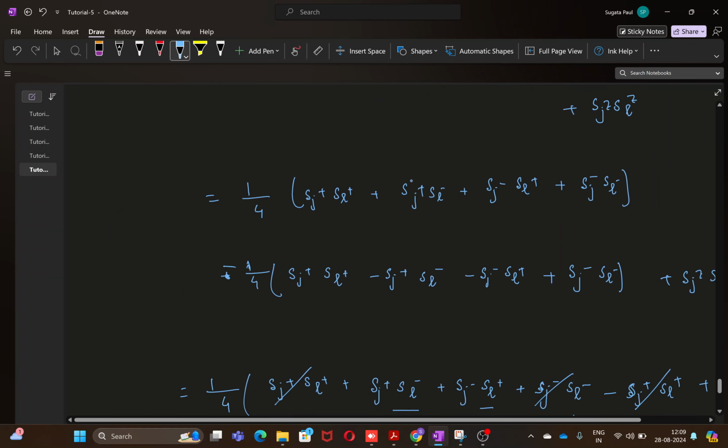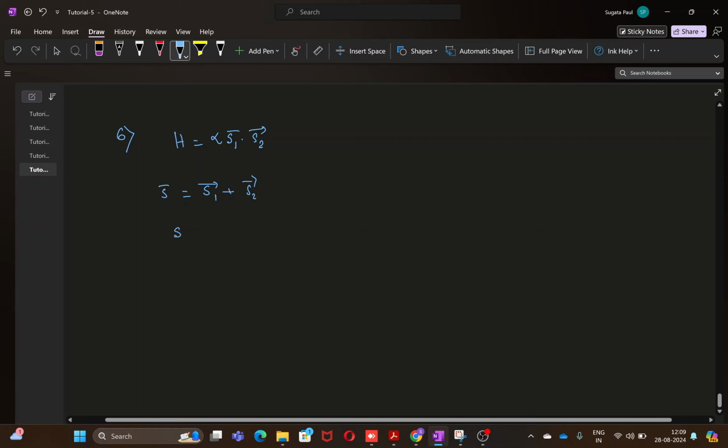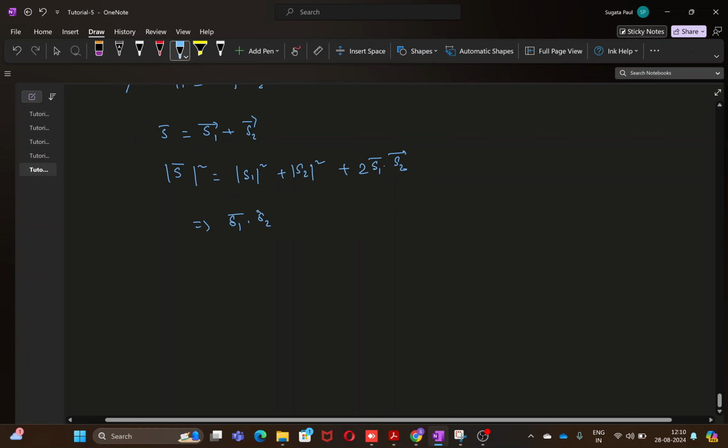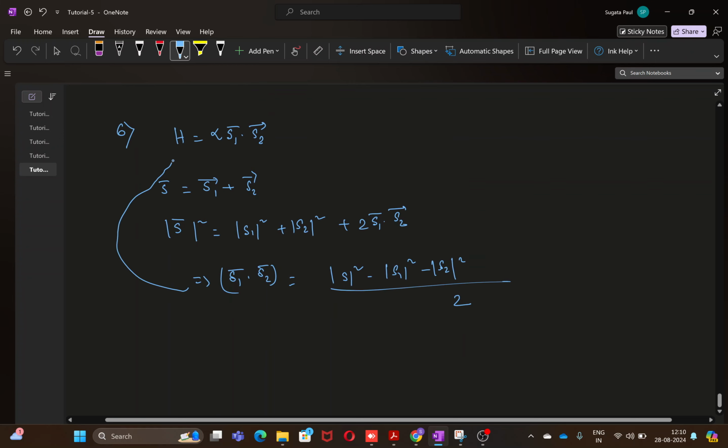So let us go back. This is question number 6. H equal to alpha S1 vector dot S2 vector. You know that the total spin of this system is just a vector summation of the individual spins, right? So total S vector equals S1 vector plus S2 vector. That means S magnitude squared equals S1 magnitude squared plus S2 magnitude squared plus 2 S1 vector dot S2 vector. So if we take out S1 vector dot S2 vector, we will have mod S squared minus mod S1 squared minus mod S2 squared, divided by 2.